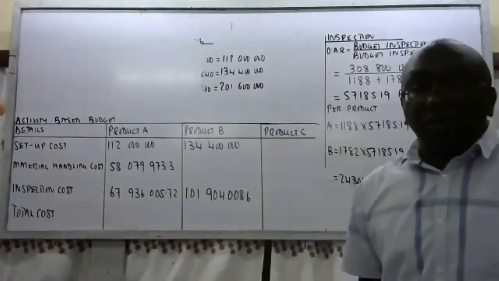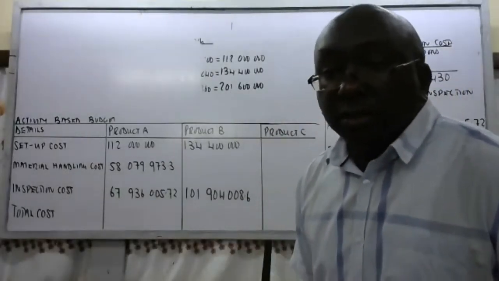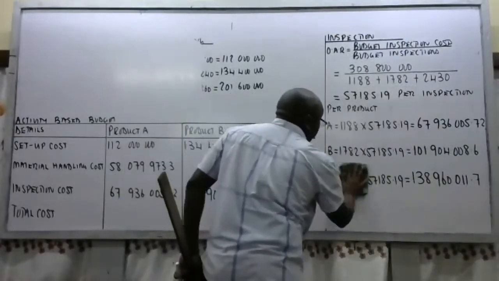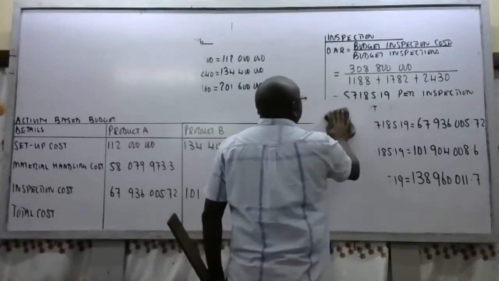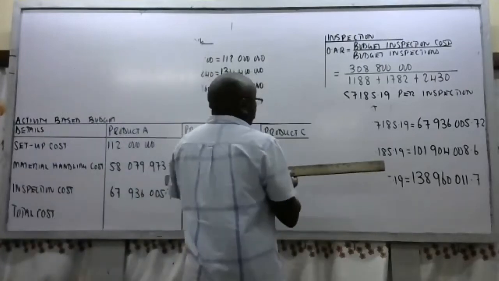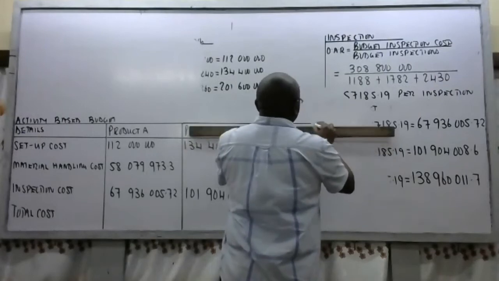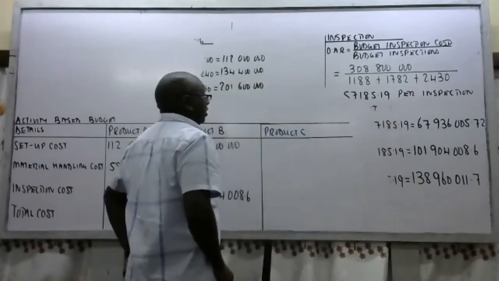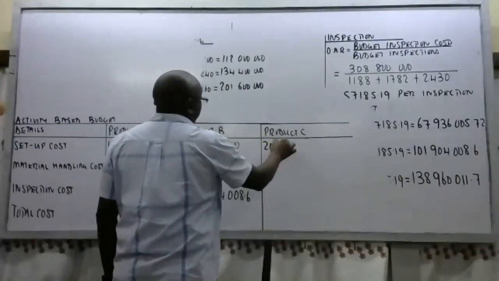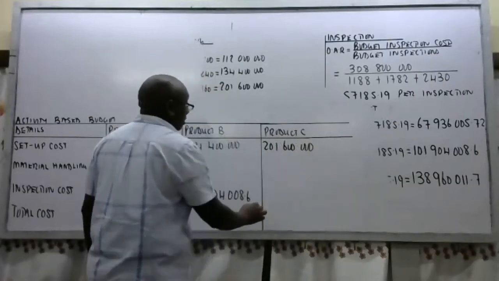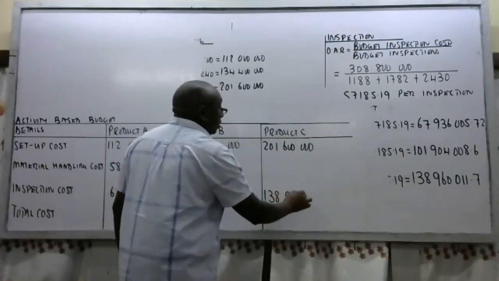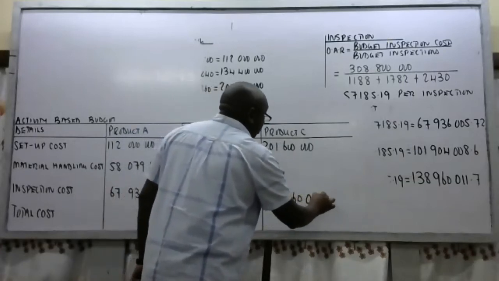Okay, Royce agrees with me. Even June, good. So maybe we are differing because of decimals, but it's not a significant figure. 11 shillings when we are dealing with hundreds of millions or tens of millions is not a big figure. So for this one is 201,600,000, and this is 138,960,011.7.